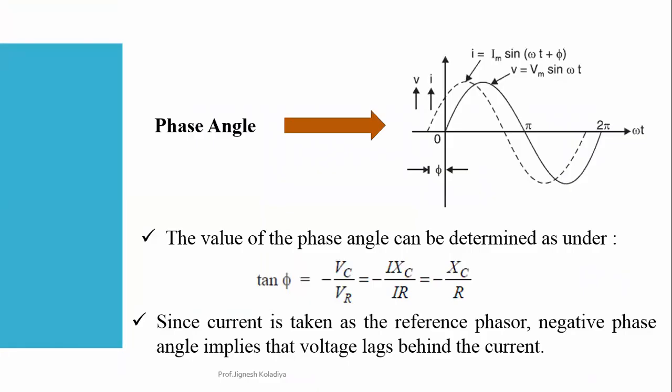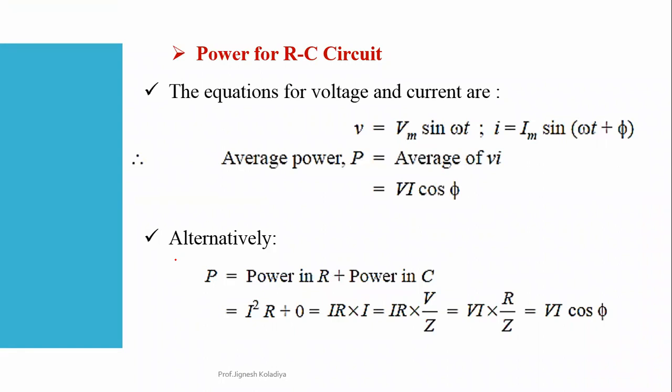So let us start with power in RC series circuit. For the RC circuit, here I'm using one short method. You can also use the method which we used in the RL series circuit, and you can apply it over there also. The equations for voltage and current are given like this: in case of RC series circuit, v equals Vm sin omega t and i equals Im sin(omega t plus phi).